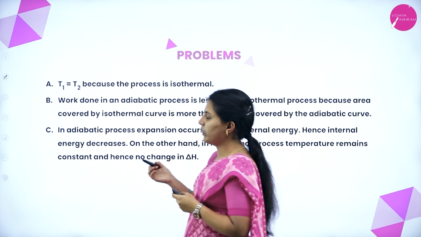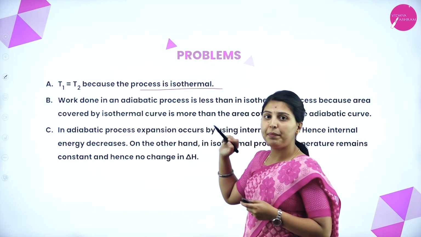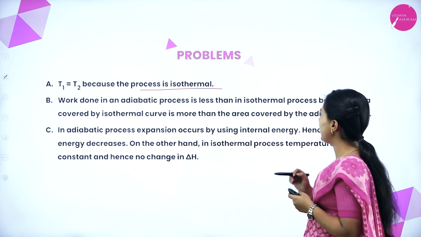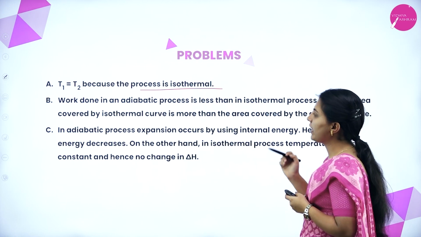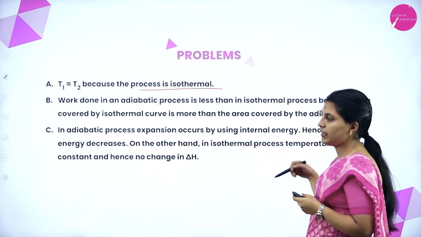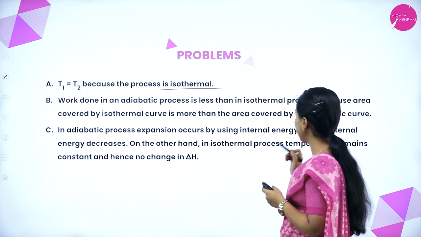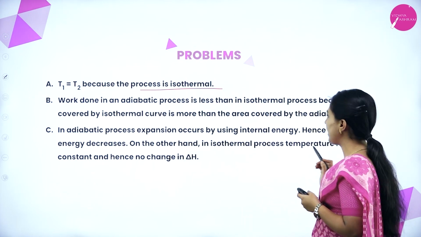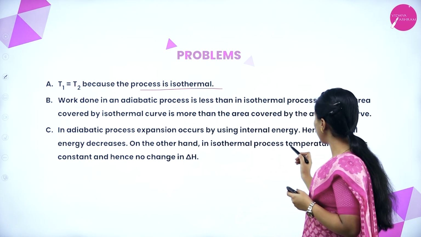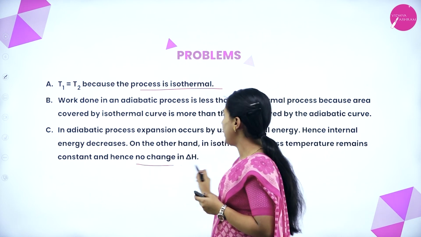For the explanation, T1 equals T2 because the process is isothermal. Here the temperature is completely constant. Work done in the adiabatic process is less than in the isothermal process because the area covered by the isothermal curve is more than the area covered by the adiabatic curve. By seeing the curve only we can understand. In the adiabatic process, expansion occurs by using internal energy, hence internal energy decreases. On the other hand, in isothermal processes the temperature remains constant and there is no change in delta H.